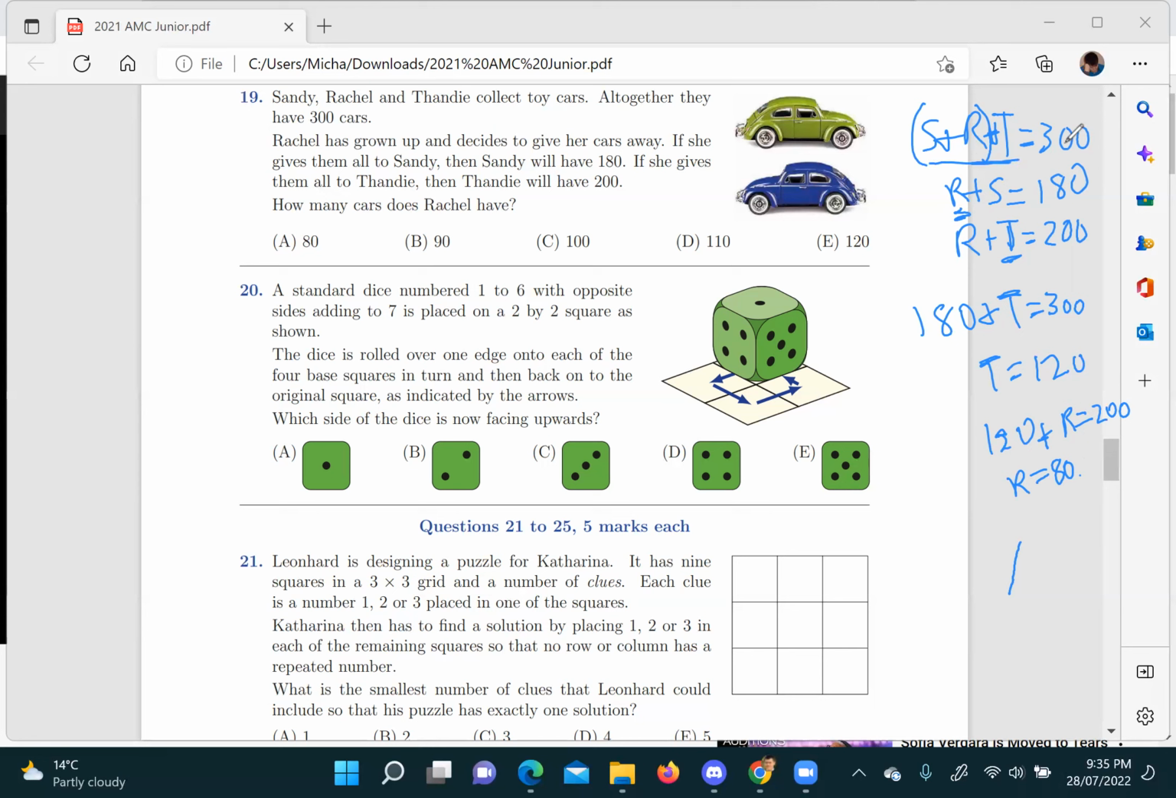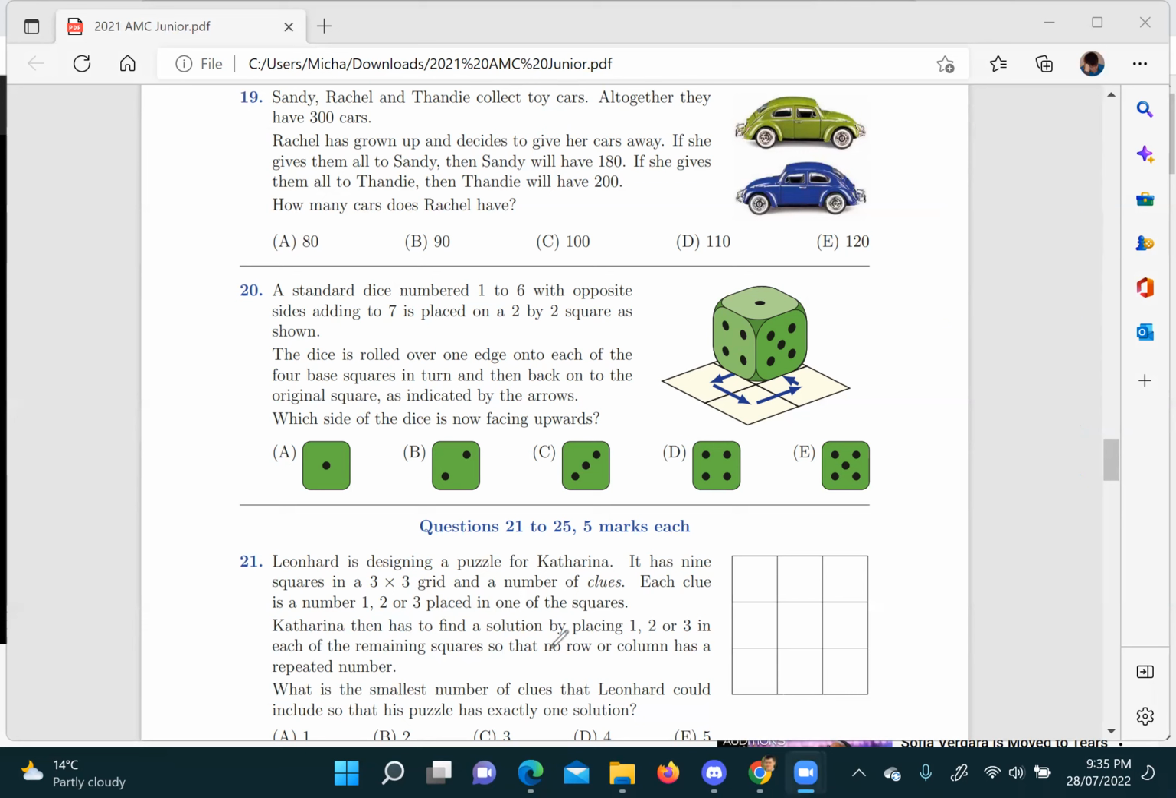Okay, so maybe you can type that in the chat. 19A. Okay, once we get to 20, I'll start typing them into the website. Let's do 20 first.